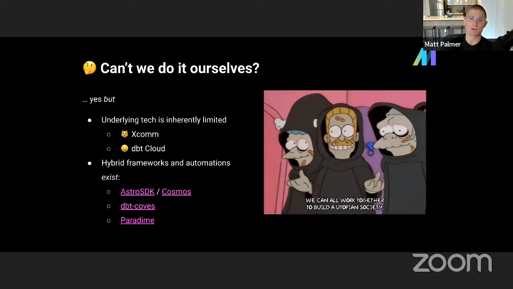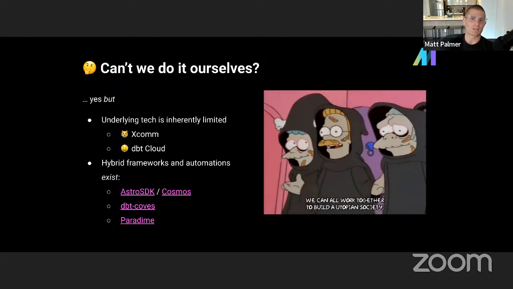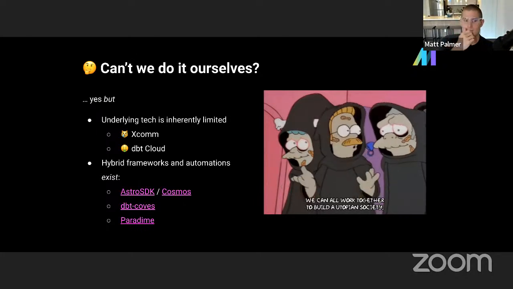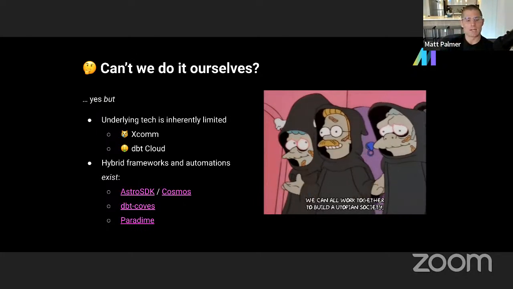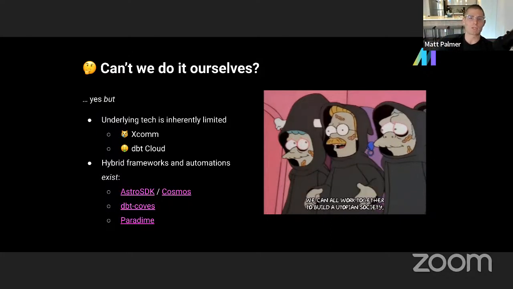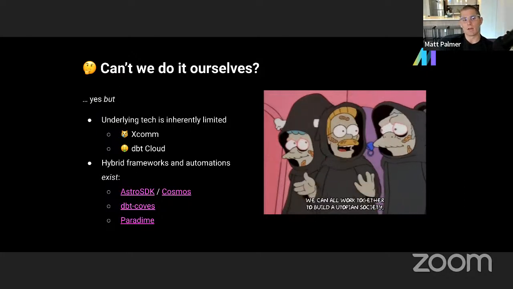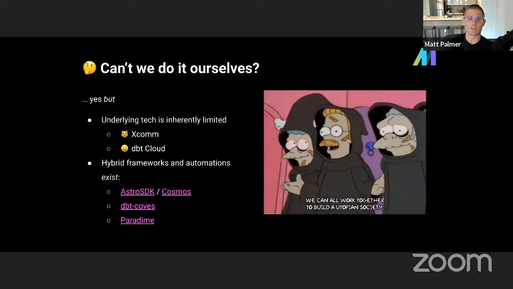If you're familiar with Astronomer, they do pretty great work. They have the Astro SDK. They have Cosmos that lets you run dbt in Astronomer, or in Airflow rather. There are tools like dbt Coves or Paradigm that drop these frameworks on top of existing technologies. But I would argue that the underlying tech there is inherently limited, right?